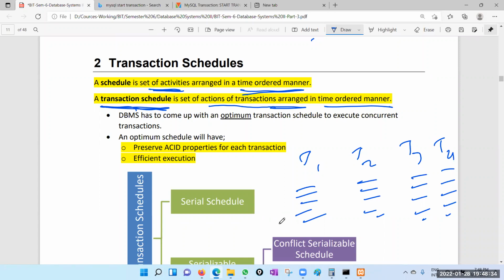Okay, so it has to be optimum performance wise, otherwise your database is going to be very slow.